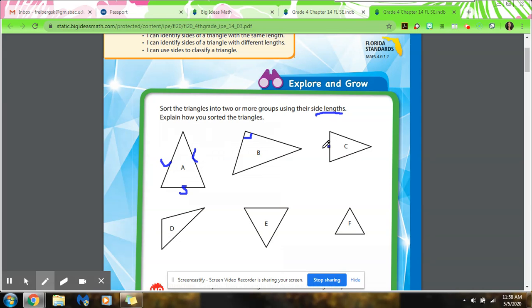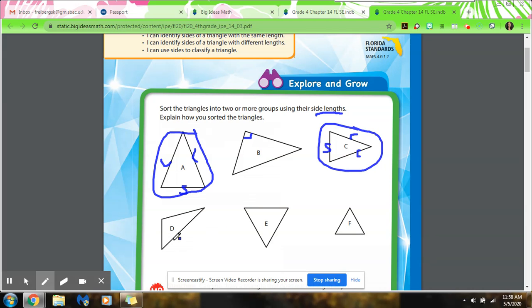Let's go ahead and look at C. Oh, C is pretty good, except it is turned sideways. Like this side is long, and this side is short. So I think that these two can be classified as pretty much the same. It's just turned sideways. Let's go ahead and take a look at any other ones that might look like it.